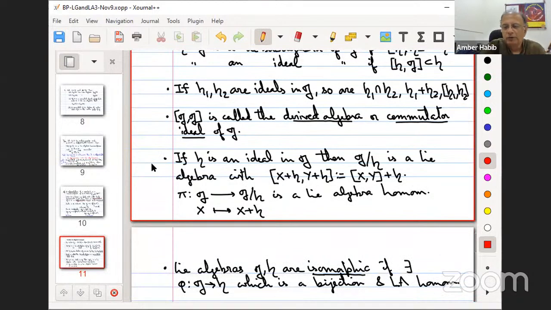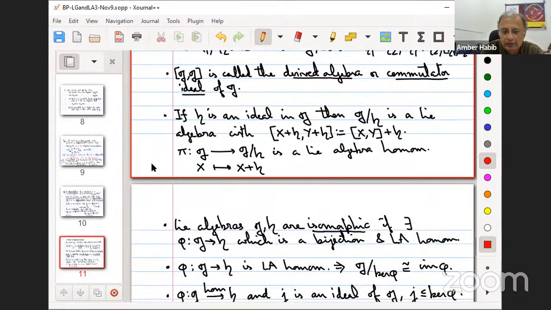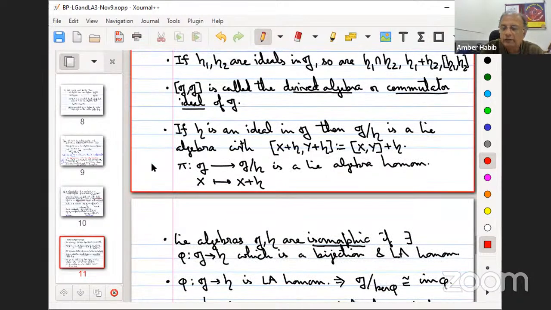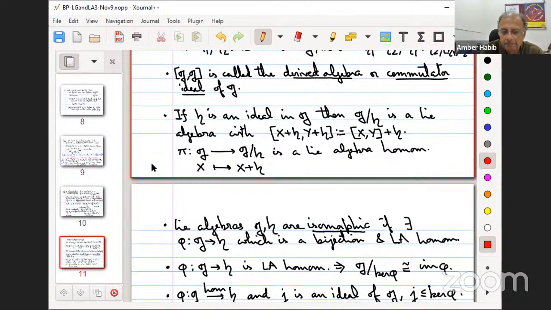You can define isomorphism of Lie algebras. They're isomorphic if there's a bijective linear map which is in fact a Lie algebra homomorphism. So the vector space structure and the bracket are both preserved. If you have a Lie algebra homomorphism φ from G to H, then remember that the kernel is an ideal and the image is a Lie subalgebra. So when the kernel is an ideal, I can quotient by it, and the quotient turns out to be isomorphic to the image of φ.